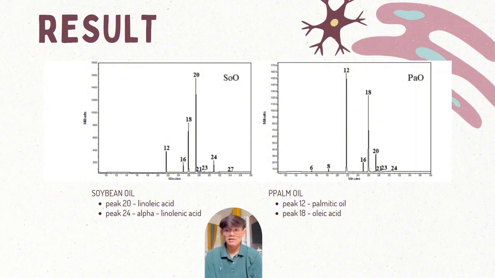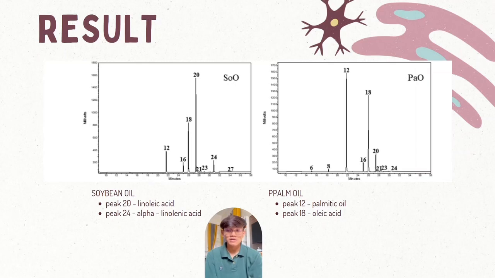Finally, this chromatogram represents palm oil. The largest peak appears early and is peak 12, corresponding to palmitic acid. The oleic acid peak 18 appears later with lower intensity, showing that palm oil is rich in saturated fatty acid.